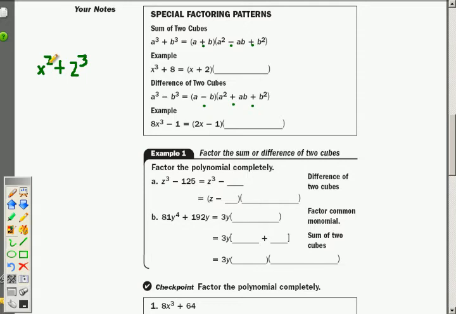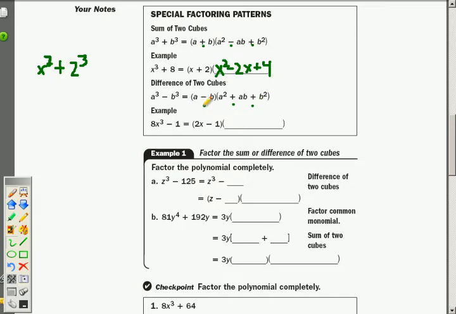Right? So if I have x cubed plus 2 cubed, then my x is my a term, and my 2 is my b term. So I have x plus 2, x squared, minus a times b, x and 2 are my two terms, 2x plus, and I square that last term, I get a 4.